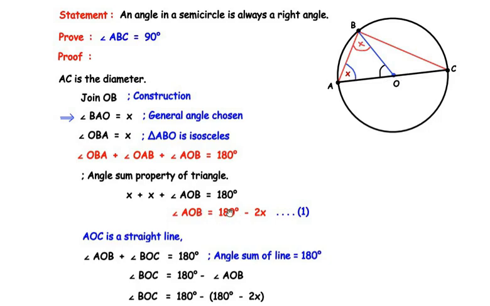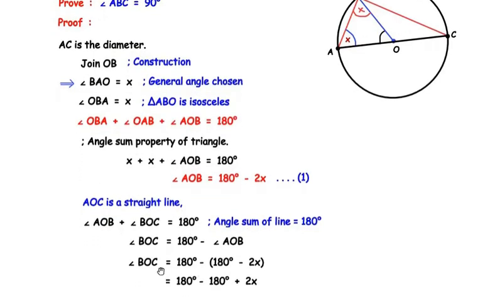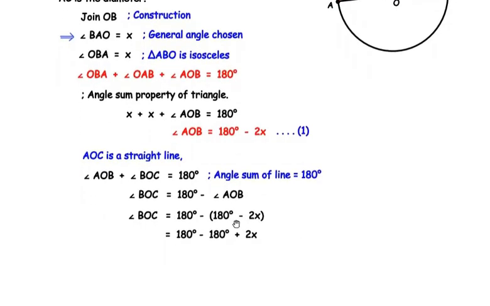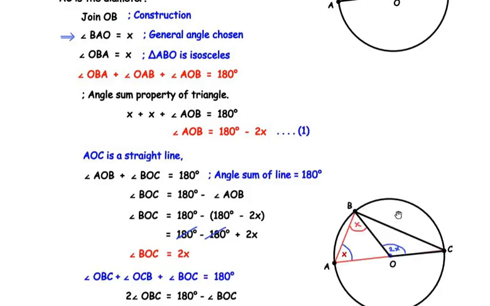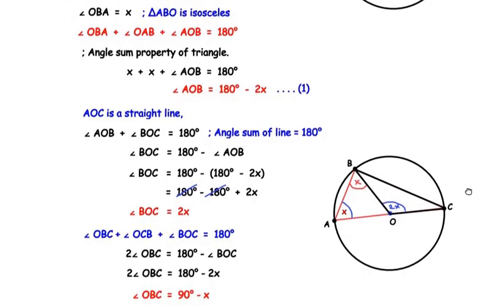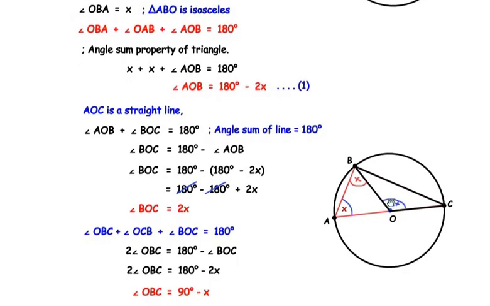And we have got the value of angle AOB in equation 1. So here we get angle BOC is equal to 180 minus (180 minus 2x). Now let us expand the bracket. So we get 180 minus 180, and minus of minus is plus 2x. Now plus 180 and minus 180 will cancel each other out, giving us the value of angle BOC as 2x. Here I have considered the same figure for easy reference and I have marked the angle BOC as 2x.